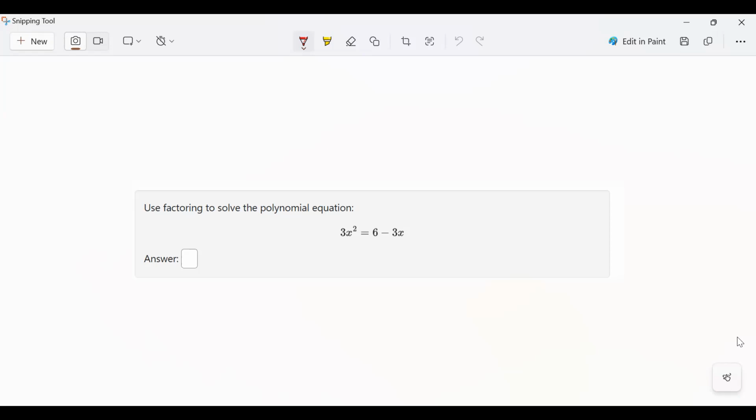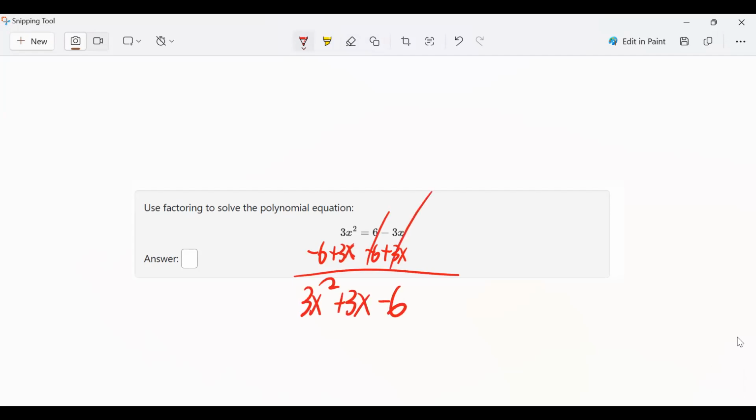Let's go over the solution. First of all, you will add 3x minus 6 on both sides of the equation. Minus 6 minus 3x on the right as well. On the right hand side, everything gets cancelled. 3x plus 3x minus 6, 0.